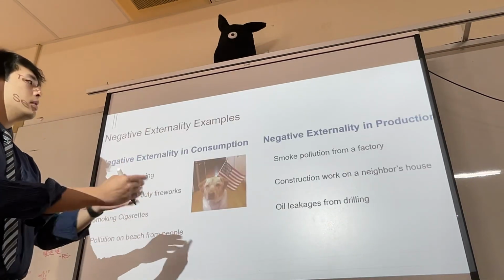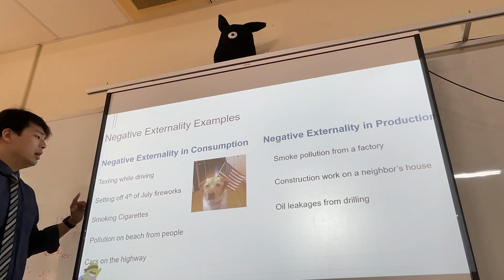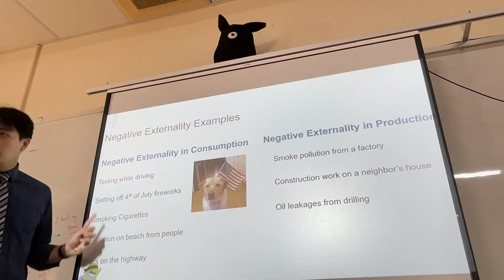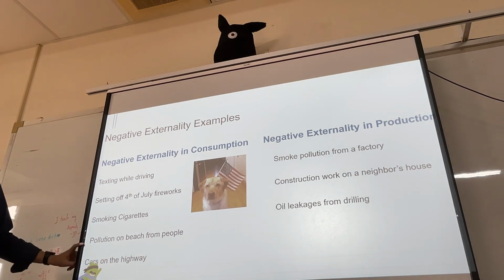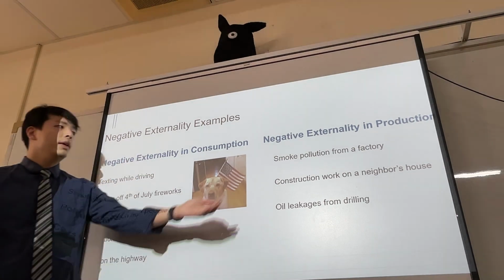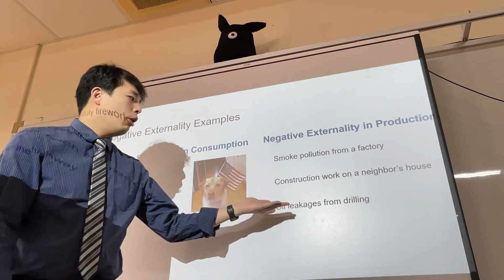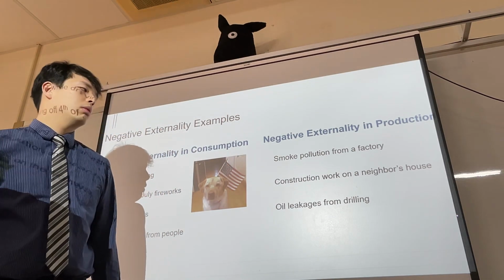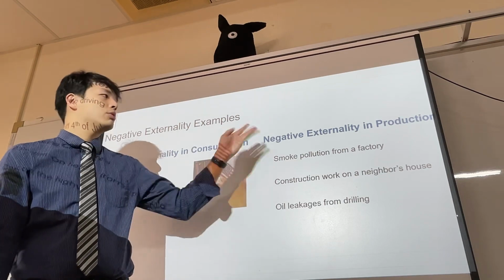So anyway, this is an example here. Consumption: driving, easy one. Fireworks, consumption, you didn't make anything. Smoking cigarettes is usually consumption. You consume the cigarettes. Pollution is easy. Cars on the highway, consumption. This is all consumption. Smoke pollution, you make smoke. Construction work, you make noise. Oil leakage, you pour oil in the ocean. That's very bad. So this is consumption and production.